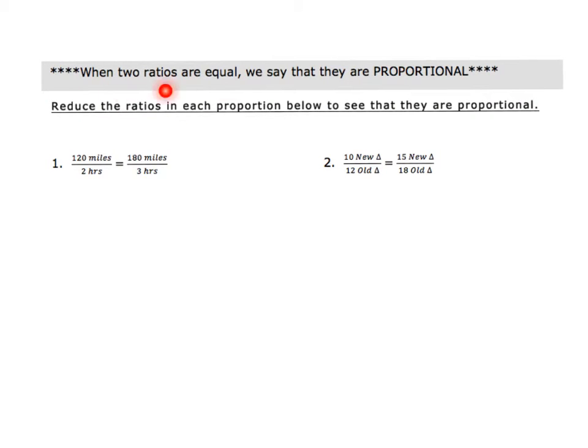All right, so when 2 ratios are equal, we say that they are proportional. So we're going to reduce the ratios in each proportion below to see that they are proportional. If you have 120 miles divided by 2 hours, you get 60, right? Now what we're hoping, if these are proportional, is that this other side is also going to be 60. So 180 miles divided by 3 hours is also 60. So check mark, these are proportional.